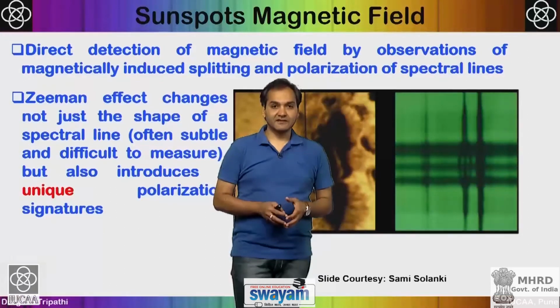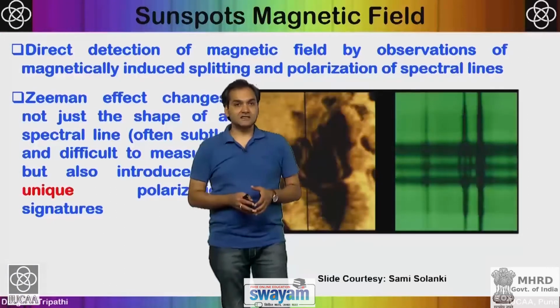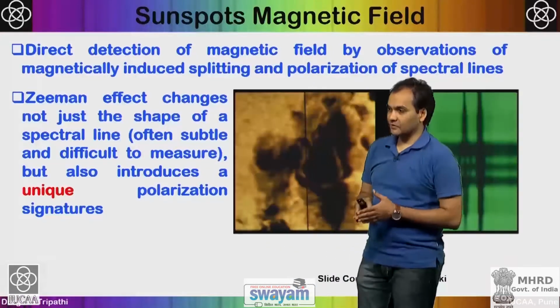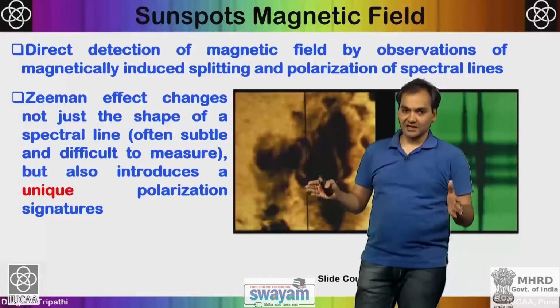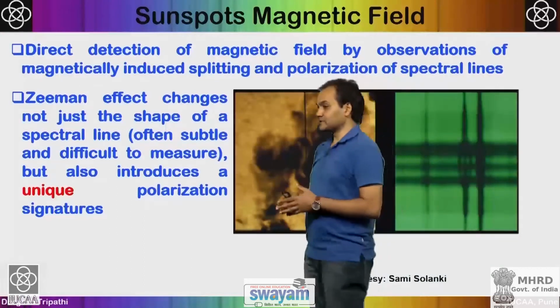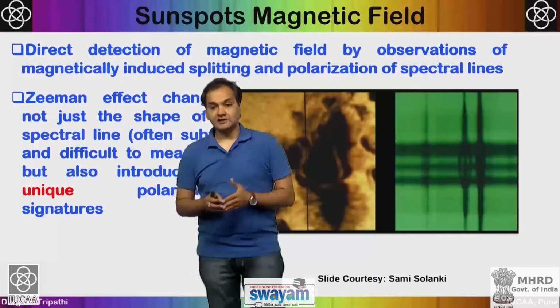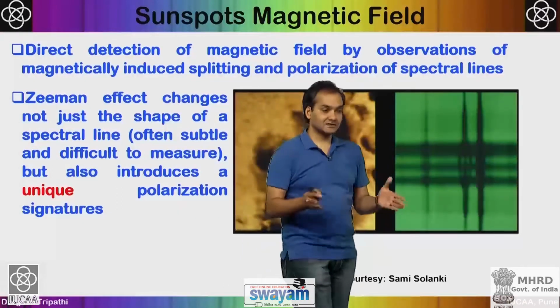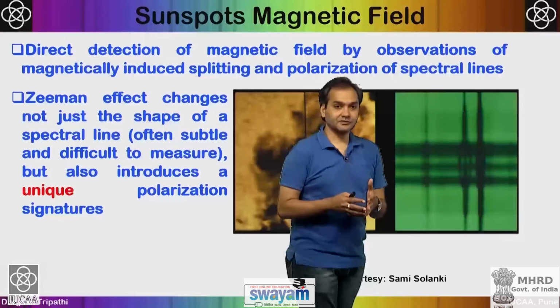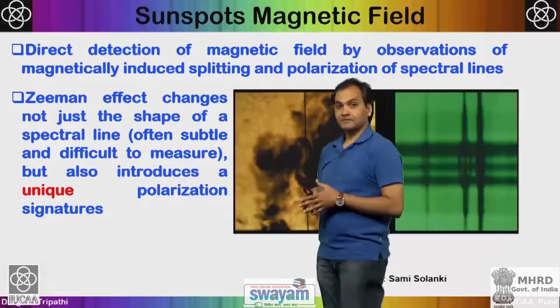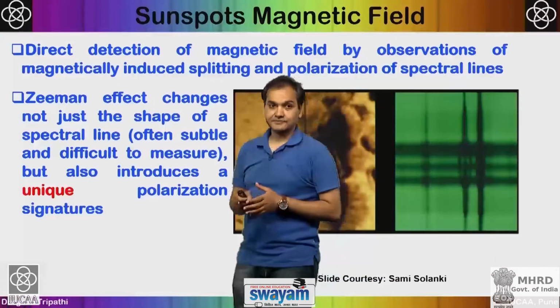Now, the Zeeman effect changes not just the shape of the spectral line. When I say shape, that means the width of the line or the splitting of the line, because if the splitting is not wide enough, the magnetic field is not strong enough, then the splitting will not be that far apart and it will be difficult to measure, but it also introduces a unique polarization signature.